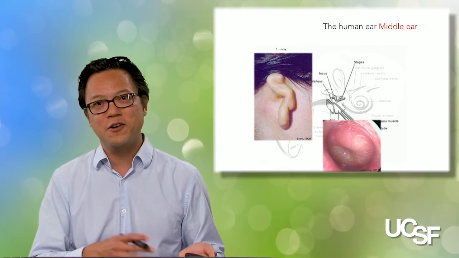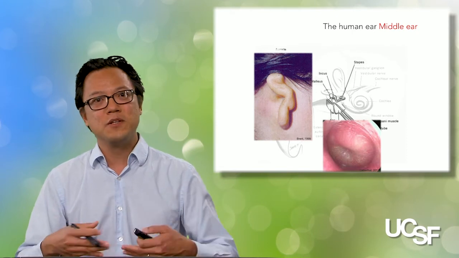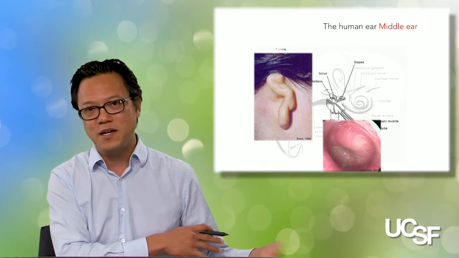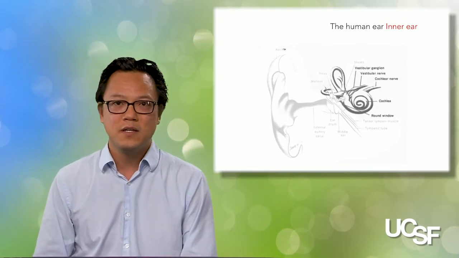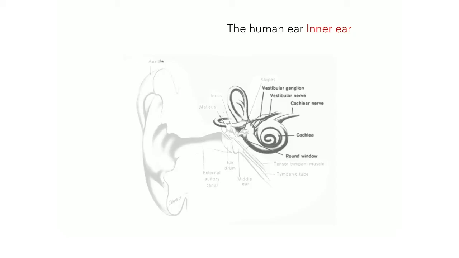Ultimately, the job of the outer and the middle ear is principally to conduct sound from the outside world to the inner ear, and that's where the real magic happens. The inner ear consists primarily of the cochlea, which is this snail-shaped organ here, and the balance system, which we won't talk about today. The cochlea is what actually turns the sound signals into electrical signals, which are then sent through the cochlear nerve, which is part of the 8th cranial nerve complex, to the brain.